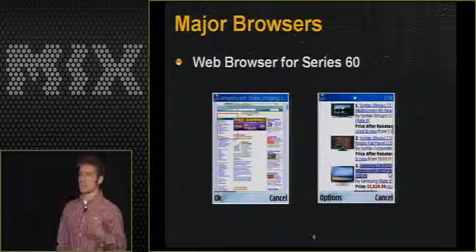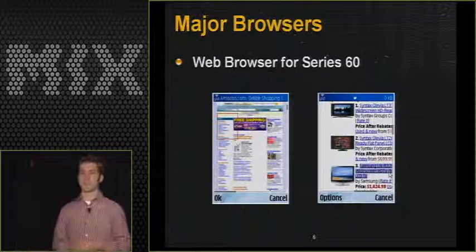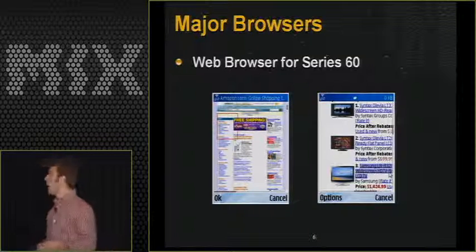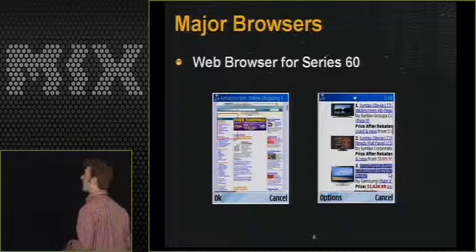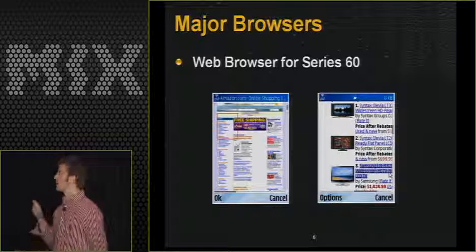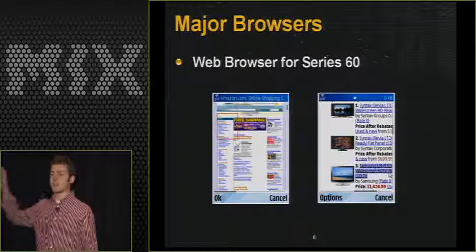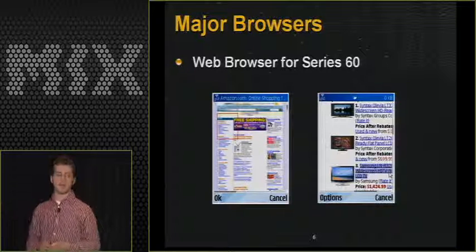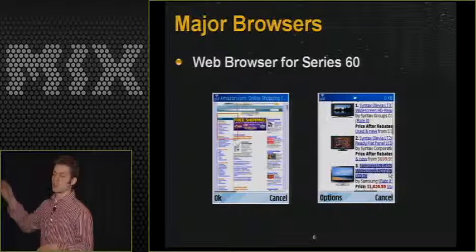Another example is the up-and-coming web browser for Series 60. This is what Nokia is going to be putting on their phones. And this one is based on a lot of the same technology that some of the other pixel browsers out there use. Basically, the browser gives you a snapshot of what the desktop-style web page looks like, and then you're free to zoom around and click.